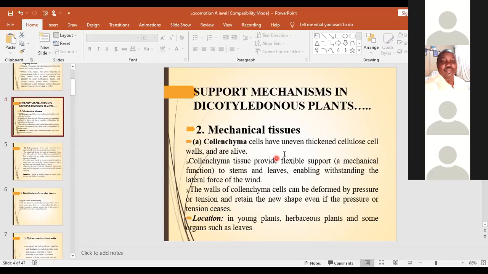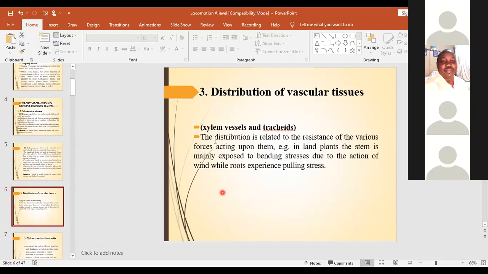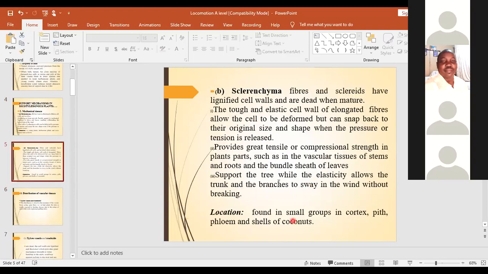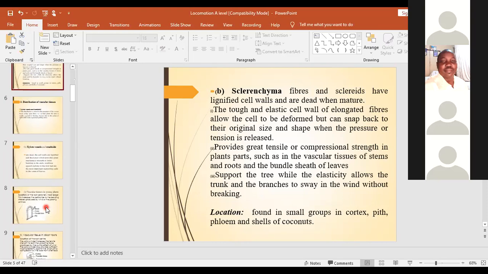The collenchyma have unevenly thickened cellulose walls. The tissues provide flexible support to the stems and leaves. The walls of the sclerenchyma withstand pressure and tension. That is what they want you to describe. Then you come to the collenchyma. Also, you describe their location, their structures, and then what they provide. That is what that question requires you to take into consideration.